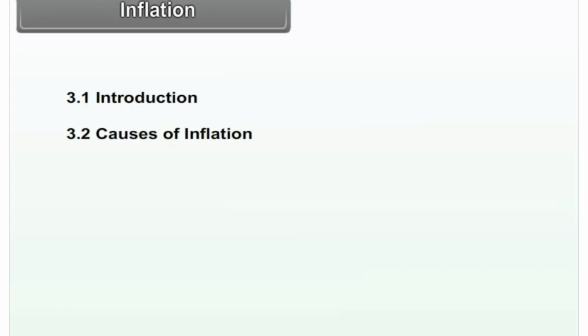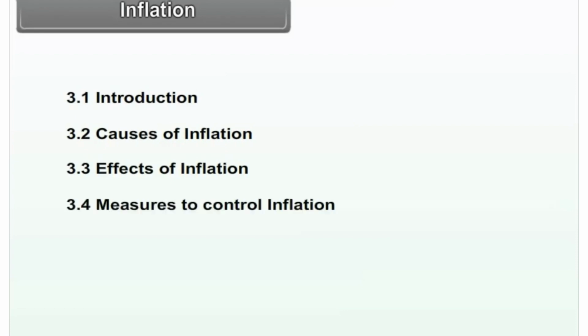Chapter 3 Inflation. We will study the following points in this chapter. 3.1 Introduction. 3.2 Causes of inflation. 3.3 Effects of inflation. 3.4 Measures to control inflation.